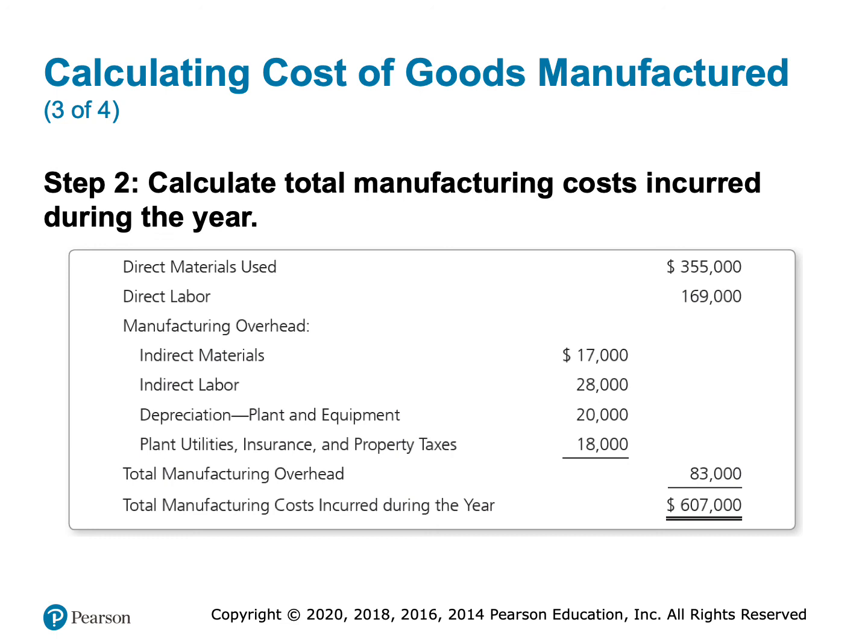So remember, the overhead is all of the other stuff that we incur in the factory, but isn't direct materials or direct labor. So the indirect materials, the indirect labor, the depreciation on the plant and the equipment, the plant utilities, insurance, property taxes, yada yada, those add up to $83,000. So the total manufacturing cost is the direct materials plus the direct labor plus the overhead. So in total, we spent $607,000 in manufacturing cost.